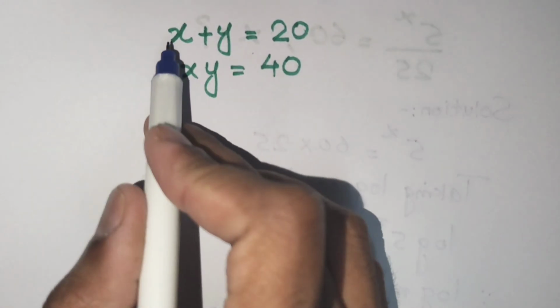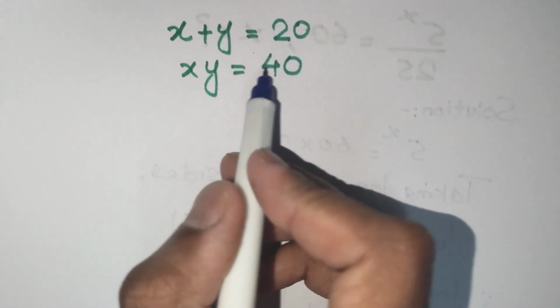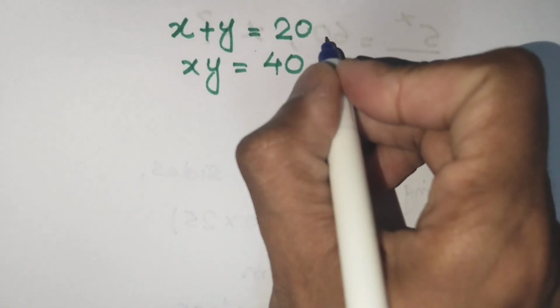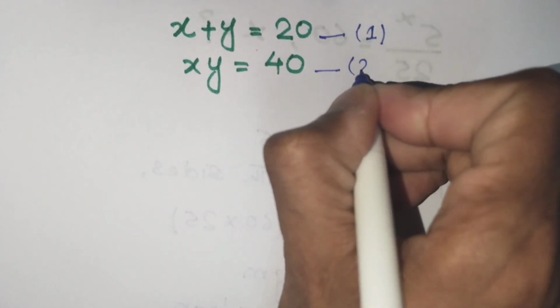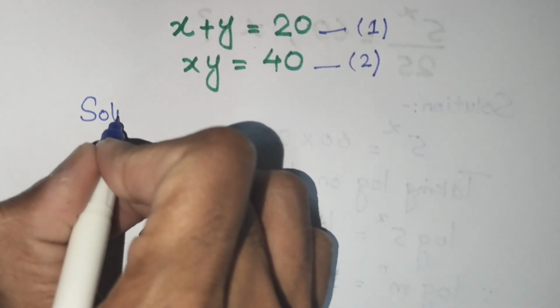In this video, we will solve two equations: x plus y equals 20 and x times y equals 40. We have to find the value of x and y. We will start the solution by letting the first equation be equation 1 and the second equation be equation 2. So we'll start the solution of this question.